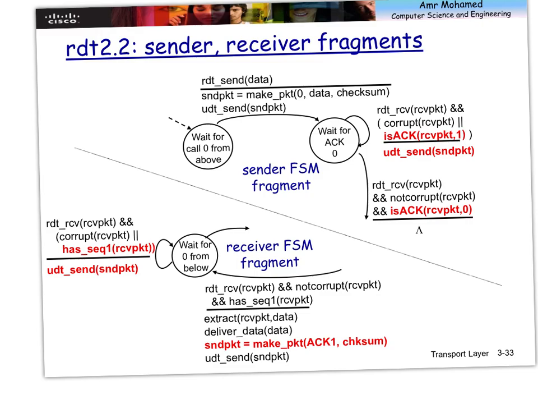Scenario 2 is actually what we talked about before. It's the duplicate packet, the duplicate segment. If my previous acknowledgement was not received successfully at the sender side, then I will receive the same segment again from the sender.